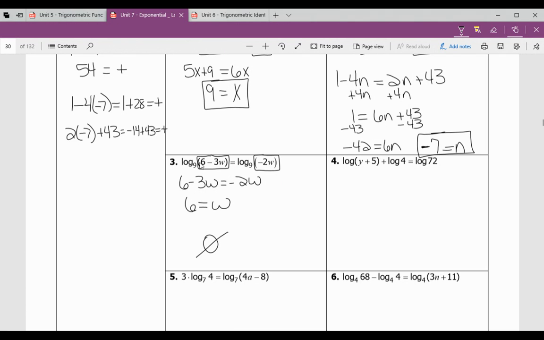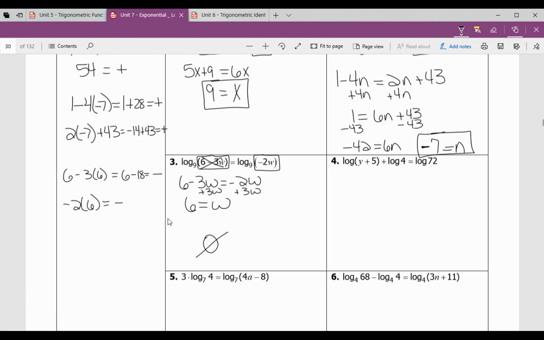All right, so I said 6 minus 3w equals negative 2w. When you add 3w to each side, you get 6 equals w. When you plug it in, 6 minus 3 times 6 gives me 6 minus 18, which is negative. I don't even have to check the other one. If any of those groups, any of those numbers are negative, you're done. But even if you check this, negative 2 times 6 gives me a negative also. So it doesn't work in either one of them.